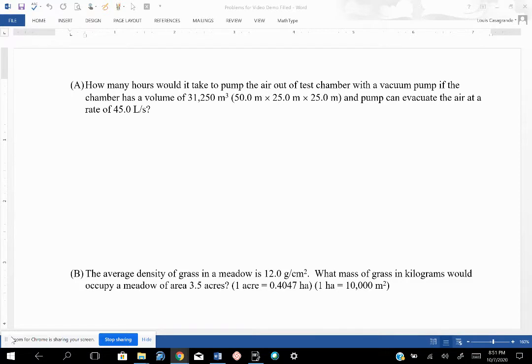All right, the first one is a little longer than the second one, but they both have a good amount of conversions surrounding that central conversion factor. So the first thing you want to do is read through the problem.